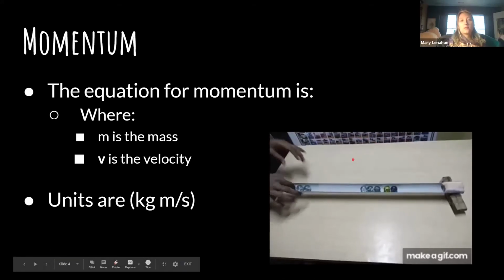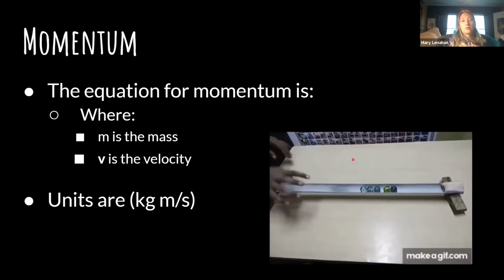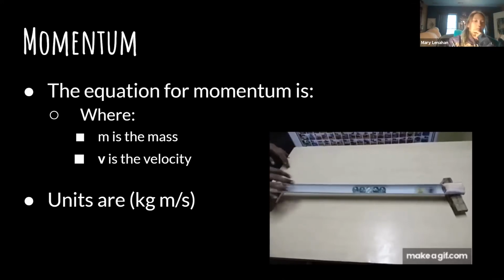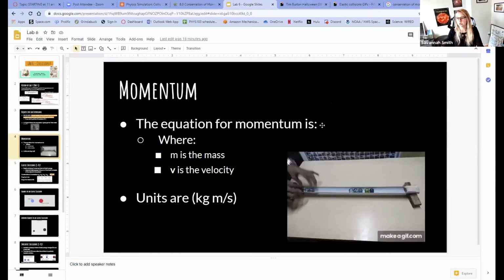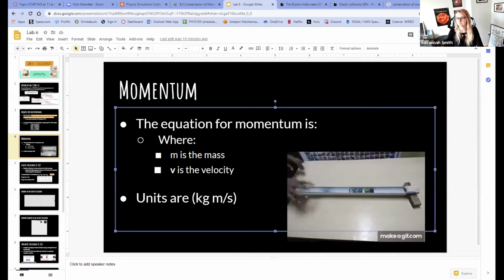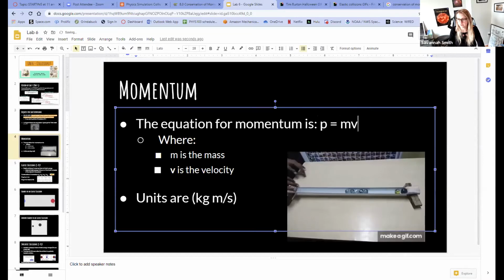Is it mass times velocity, since the units are just kilograms times the units per second? Good job. Yes, it is. So I am going to type that in. P equals mv. Now, there's a thing here.